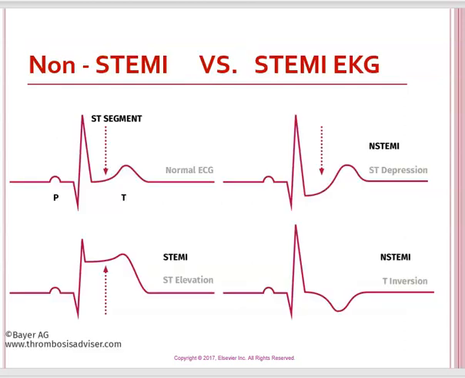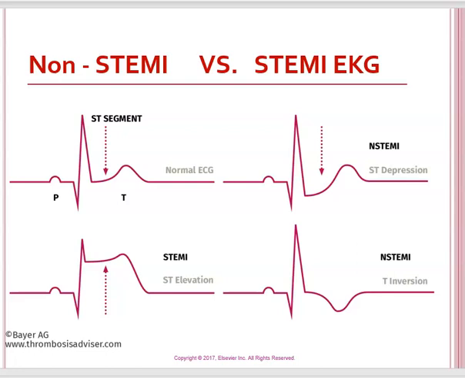Okay, here are your pictures. Now I want you to take a look here. As you're looking at those PQRST complexes, the horizontal plane there is your isoelectric line. That is how you know if they have ST depression or ST elevation. It is either below that isoelectric line or above it. In your normal EKG, everything is right on the isoelectric line.